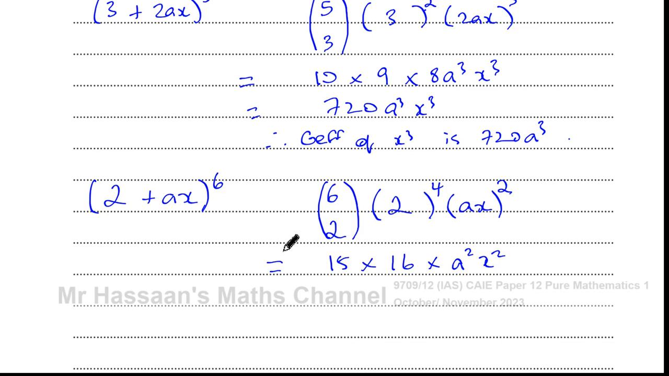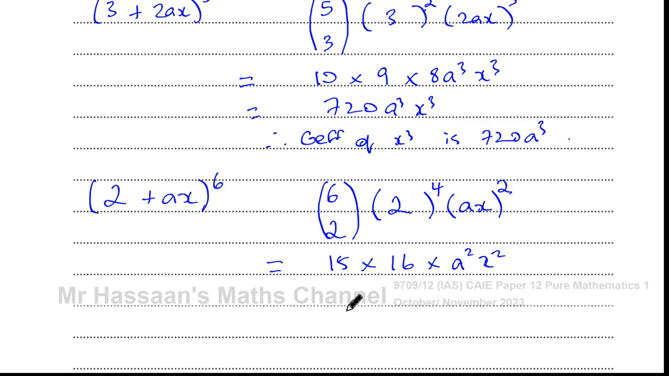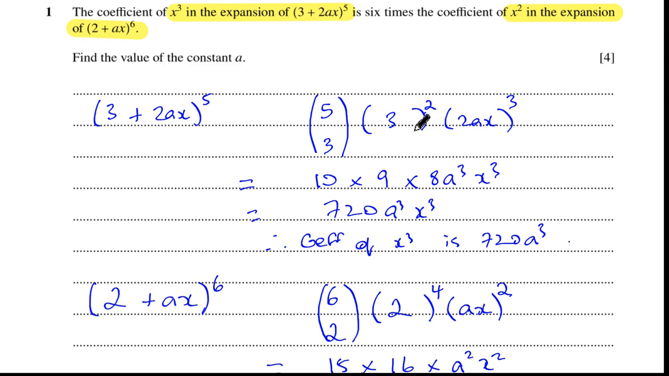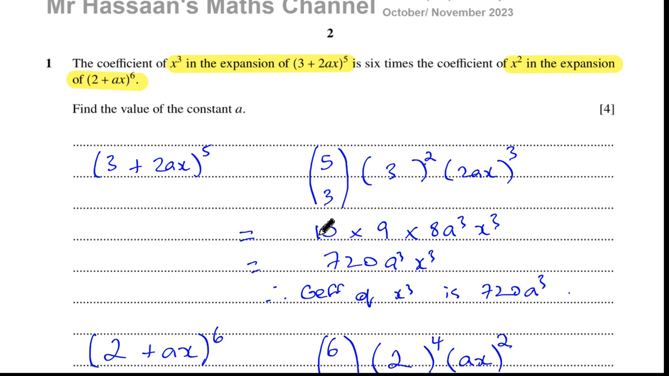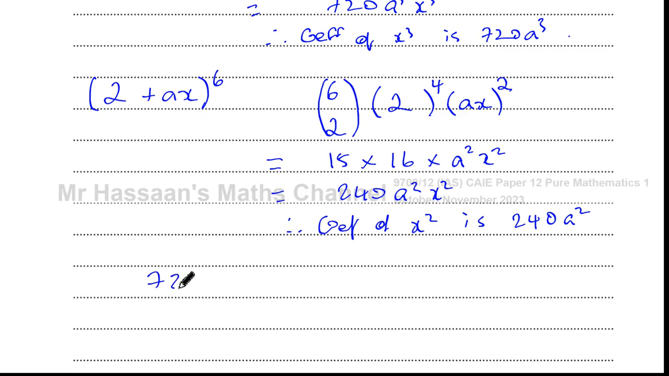Okay, so we end up with 15 times 16 a squared. So 15 times 16 gives us 240. So that's going to be 240 a squared x squared. So therefore we can say the coefficient of x squared is 240 a squared. Now they've told us that these two are related to each other in that the coefficient of x cubed in this expansion is 6 times the coefficient of x squared in that expansion. So we can say that basically 720 times a cubed is equal to 6 times 240 times a squared. Okay, that's a relationship that we know that exists.